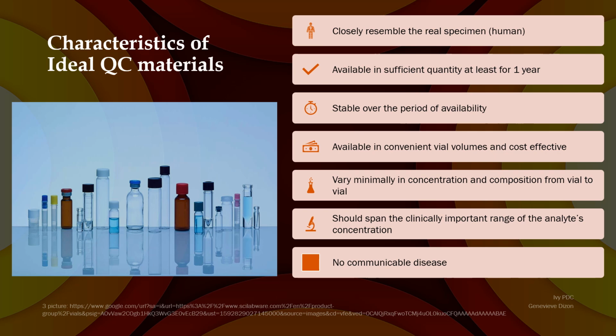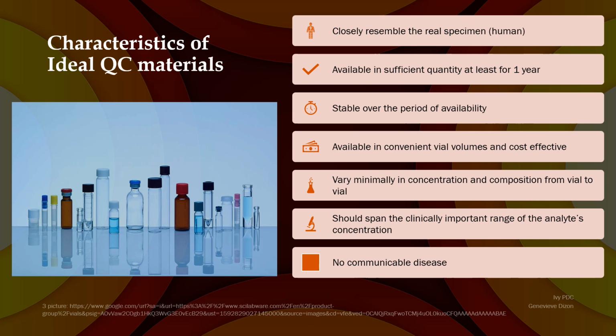So it's good that if we have a control material that can last us for a whole year. Now, given that we want this type of characteristic, it is also important then that they should be stable over a period of availability. So kung available siya for 1 year, then that means that it should be stable for 1 year. Yung hindi siya masisira within the year. There should be a long-term stability. But nowadays, there are a lot of quality control products that are stable for more than 2 years. They have 2 years expiration.